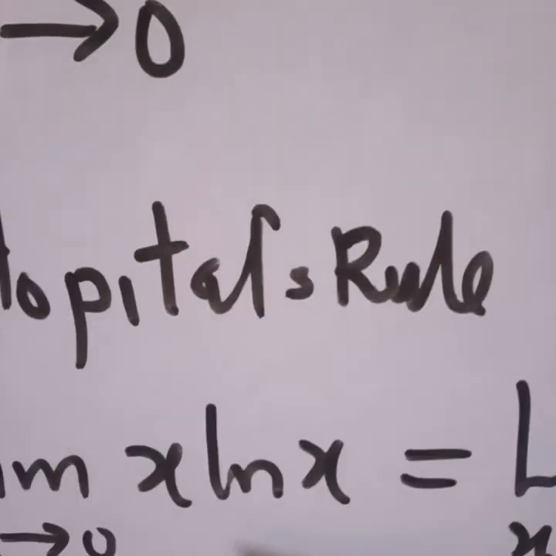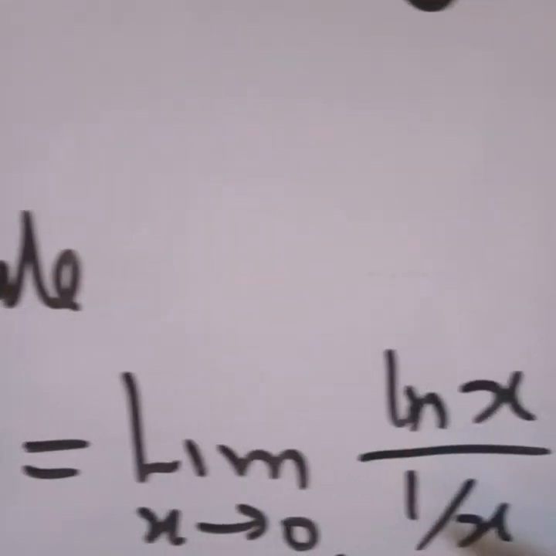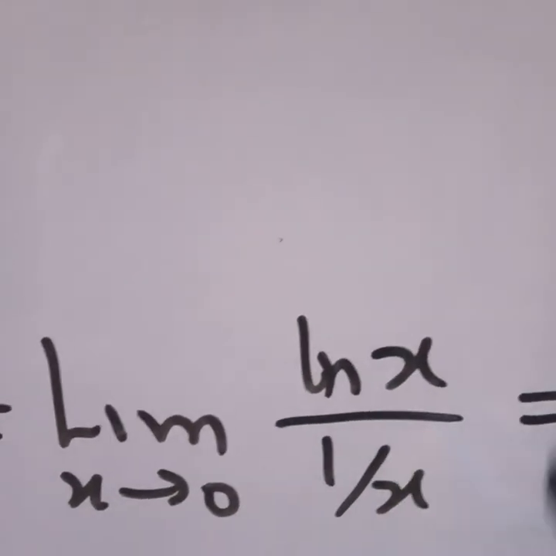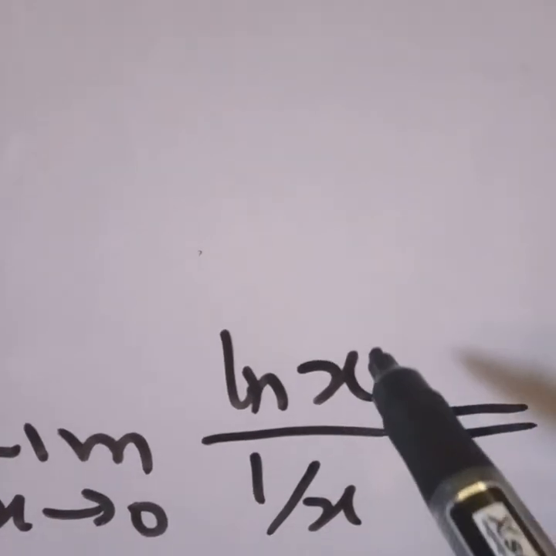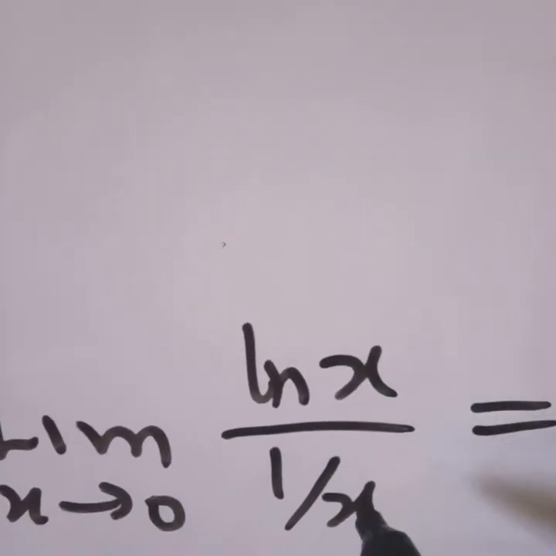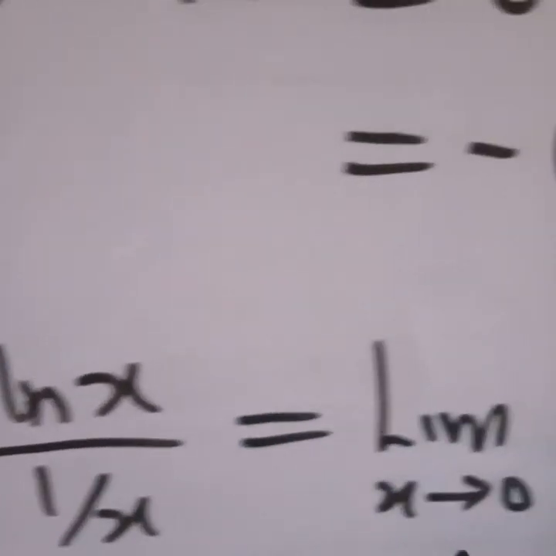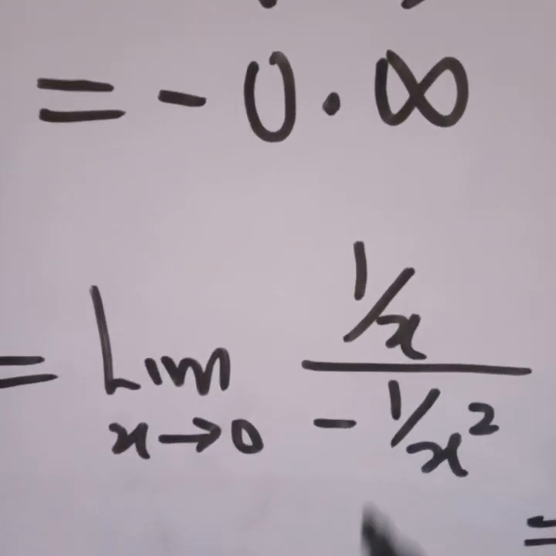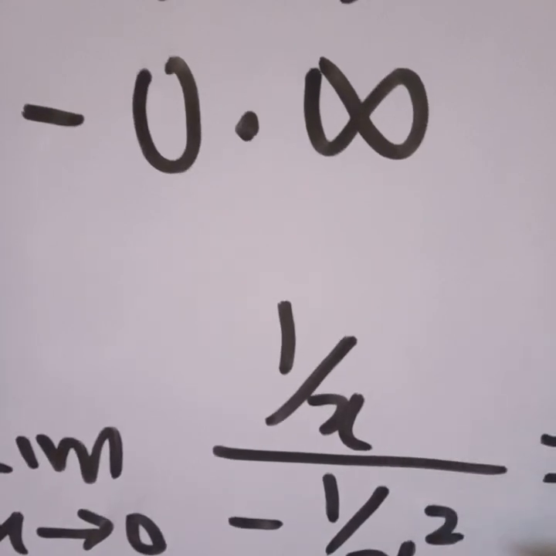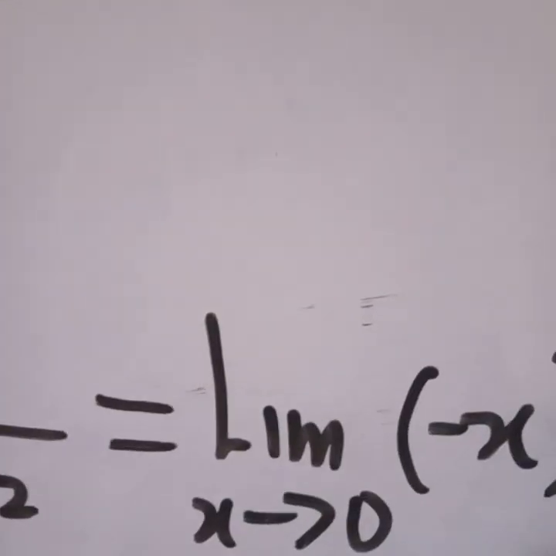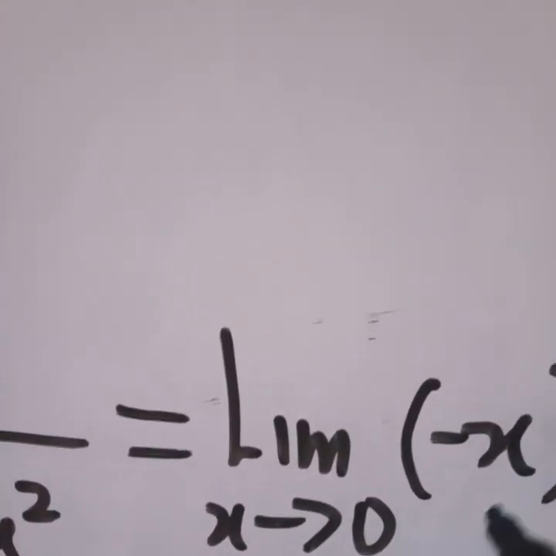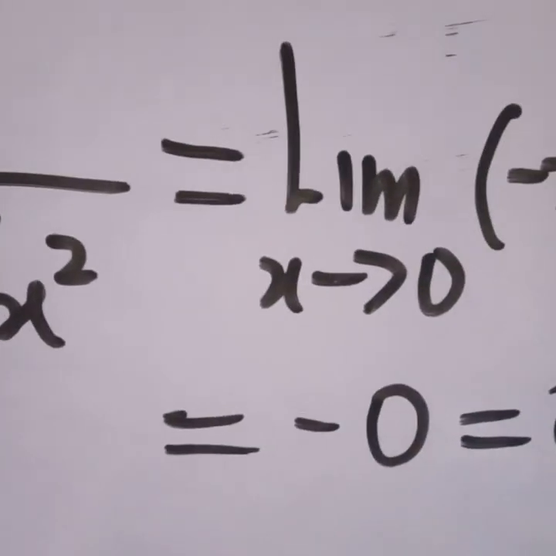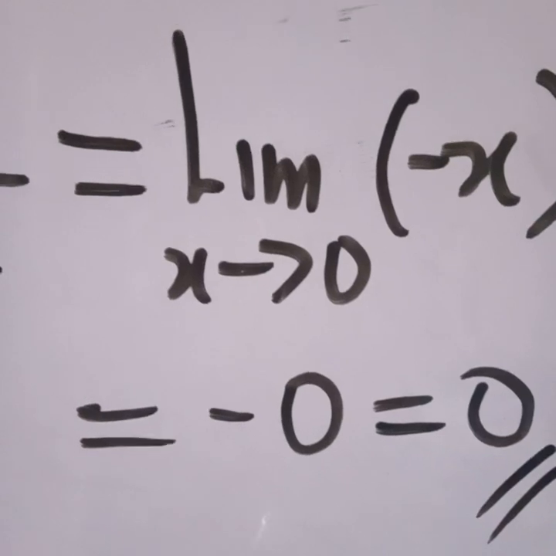So reciprocating this x, it comes to the denominator this way. When we apply L'Hopital's rule here, we differentiate the numerator and differentiate the denominator. So we have what is here. When we simplify this by removing some terms, this reduces to the limit of negative x as x tends to 0. When we apply the limit, we get negative 0, which is 0.